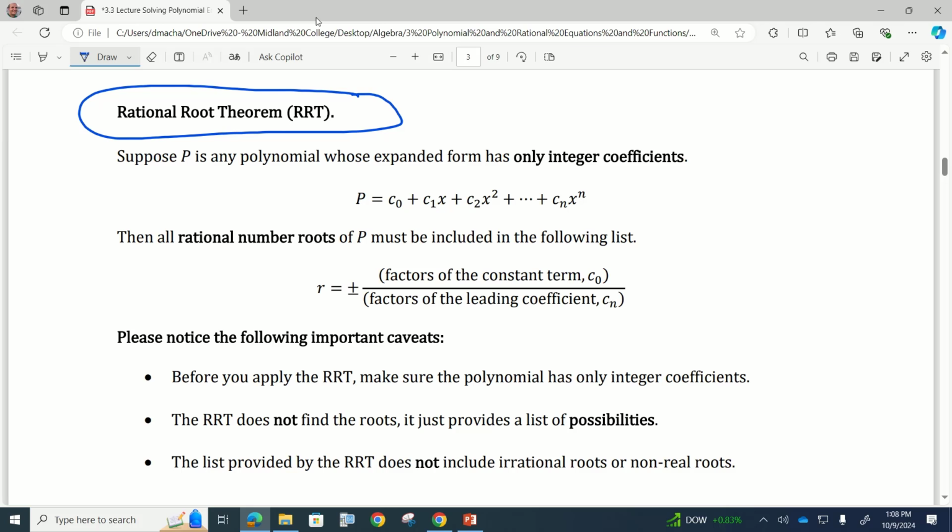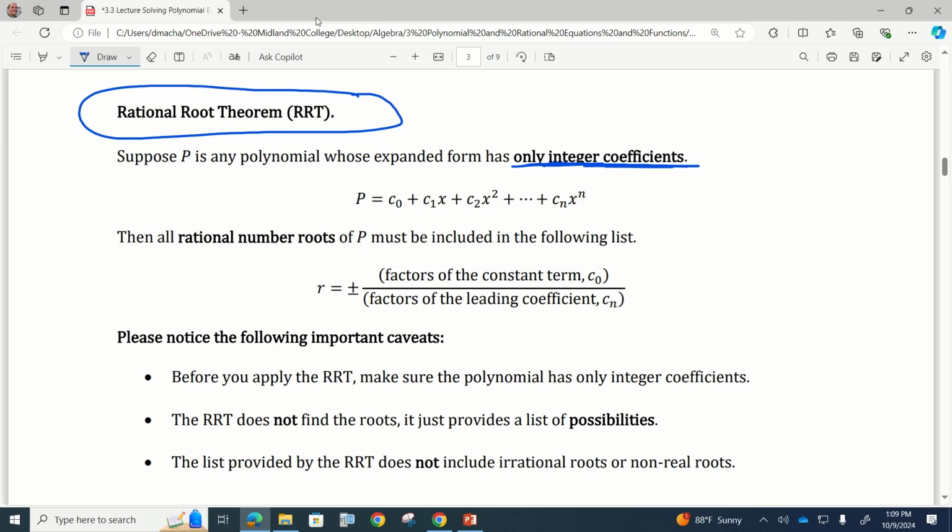This is called the rational root theorem. And anytime you've got a polynomial with degree 3, degree 4, degree 5, and I ask you to factor this, you'll probably be using the rational root theorem every time. This says, suppose capital P is any polynomial whose expanded form has only integer coefficients. That's important. If you're going to use this rational root theorem, your polynomial has to have coefficients that are only integers. You can't have fractions, you can't have irrational numbers, and so on.